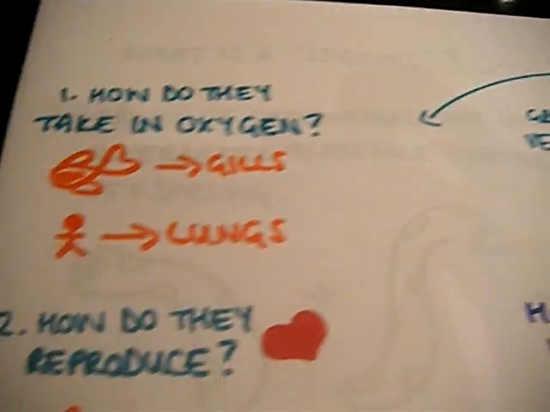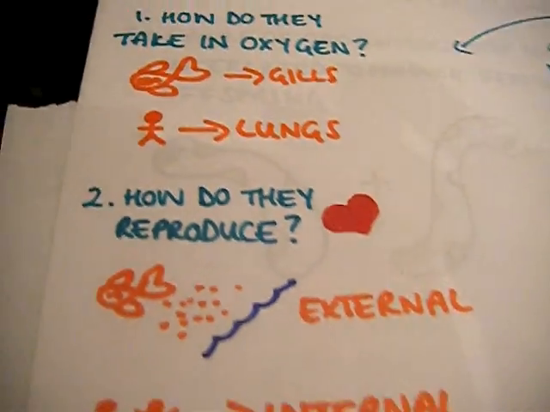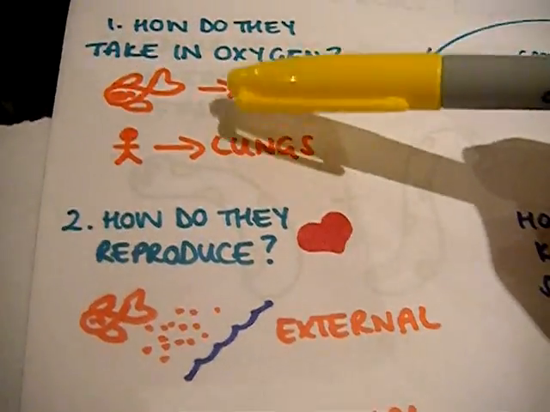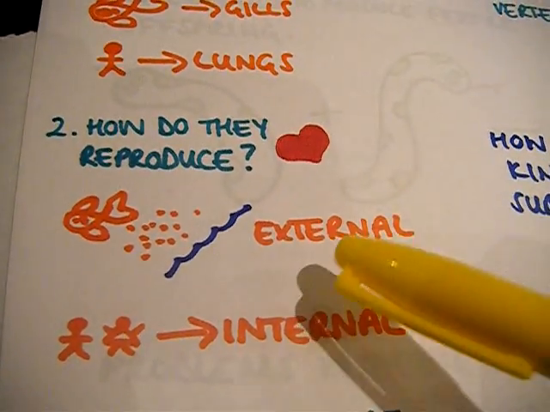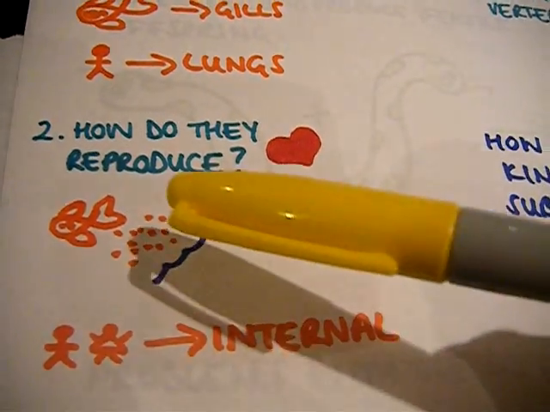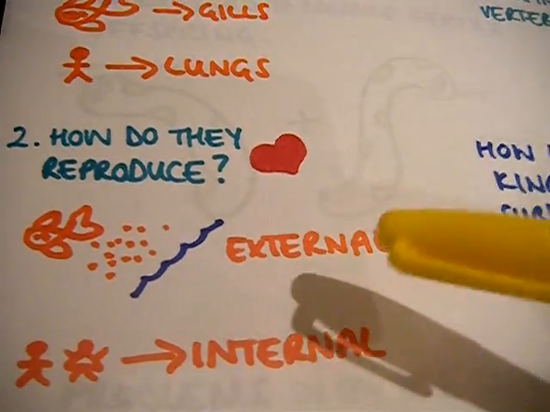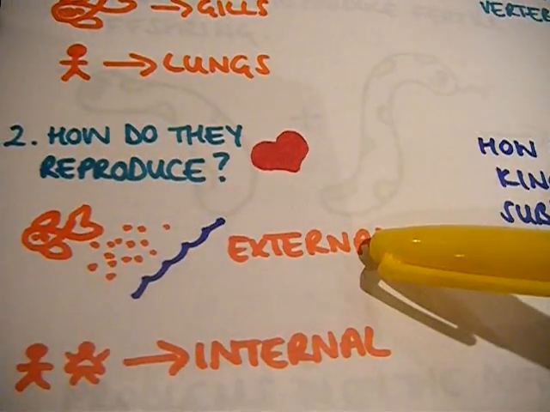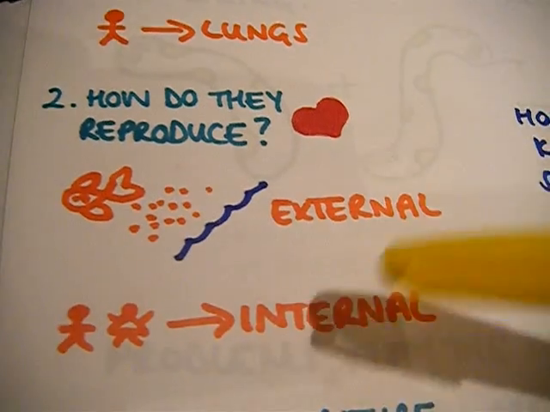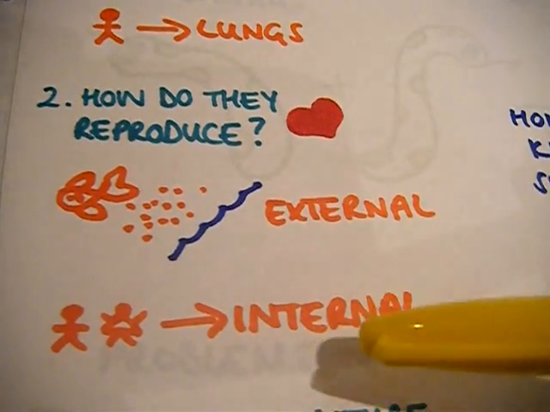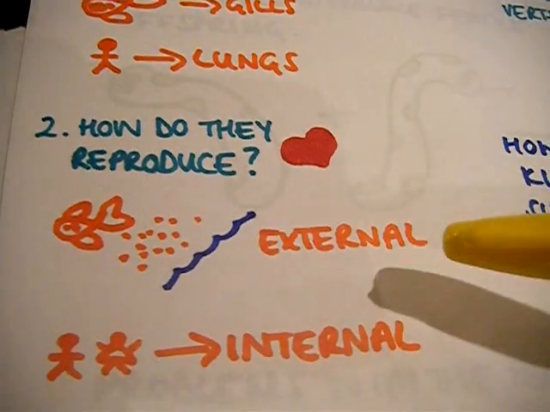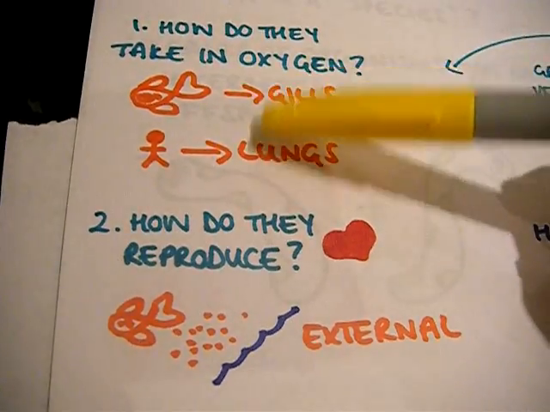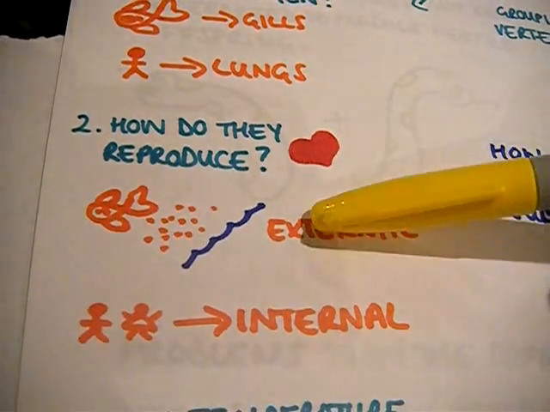Another way that we can group vertebrates is to ask, how do they reproduce? So if we compare fish and humans again, fish undergo external reproduction where they release their eggs into the water and they're fertilised externally, whereas humans undergo internal reproduction. So we've grouped them now into how they take in oxygen and how they reproduce.